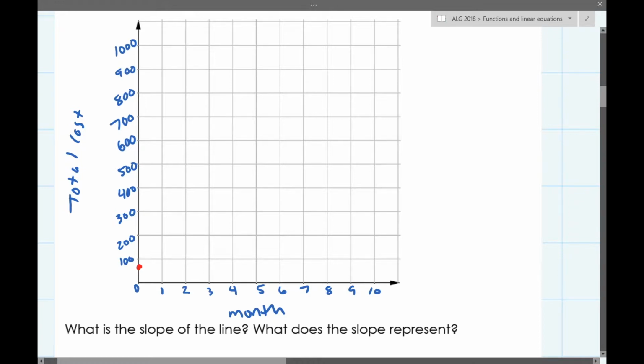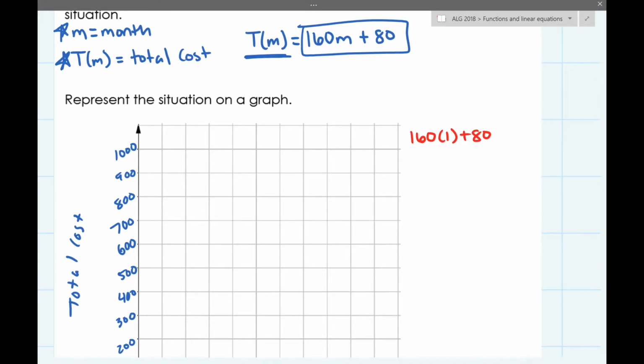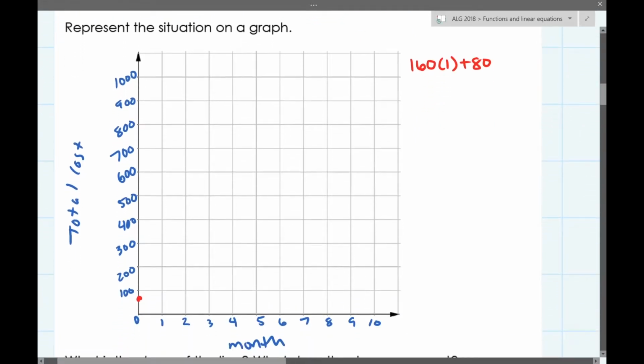Now after I pay that activation fee, at 1 month, it's 160 times 1 plus 80. Well, 160 times 1 is 160. Now all I have to do is 160 plus 80, and that answer is 240. So at 1 month, I'm paying $240. So at 1, we go up to 240, which is a little bit lower than halfway, which we can assume is right there.